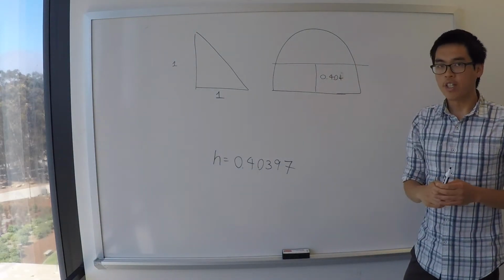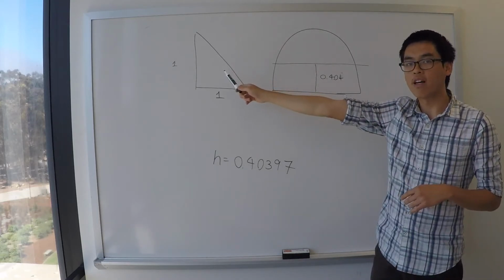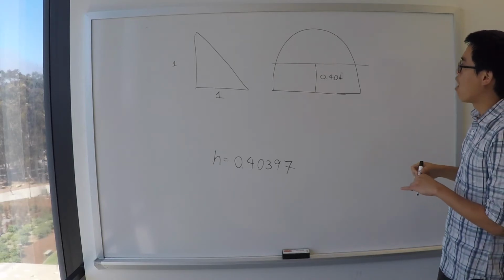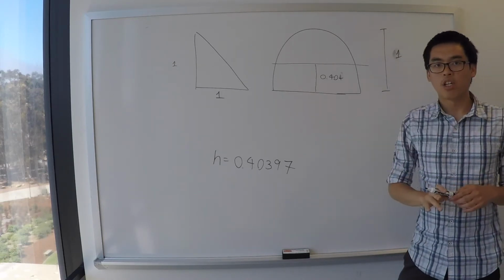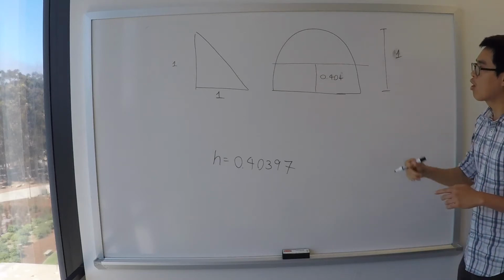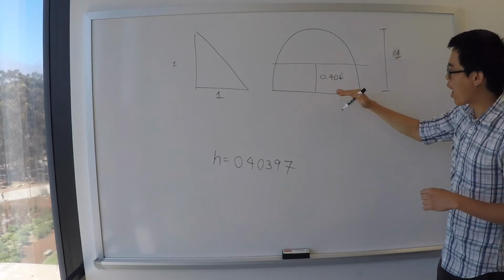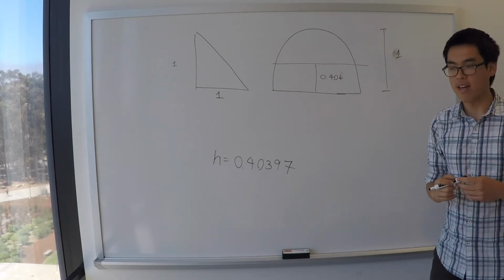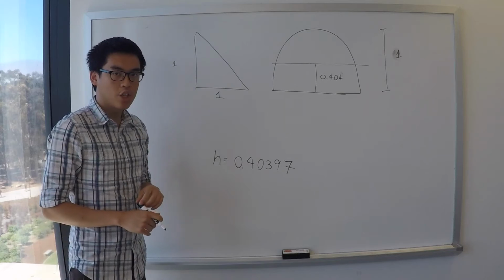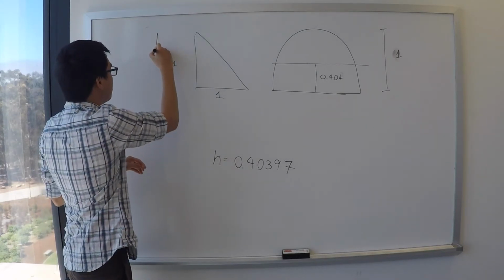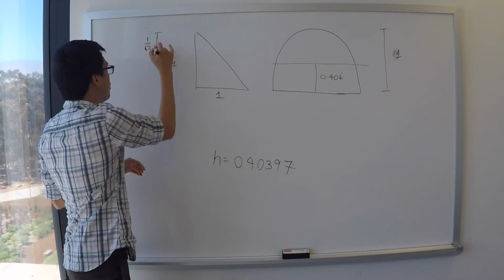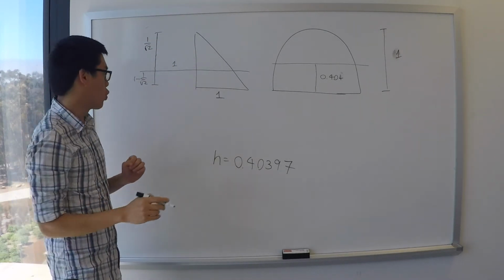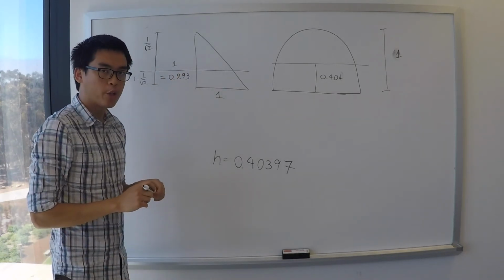I drew two pictures side by side. On the left, I have a right angle triangle where these two sides are of length 1. And on the right, I have a semicircle with radius 1. For this one, we need to go up 0.404 in order to divide the area in half. For this one, as we discussed earlier, you need to go down 1 over root 2 in order to cut it in half, which leaves 1 minus 1 over root 2, which turned out to be 0.293.